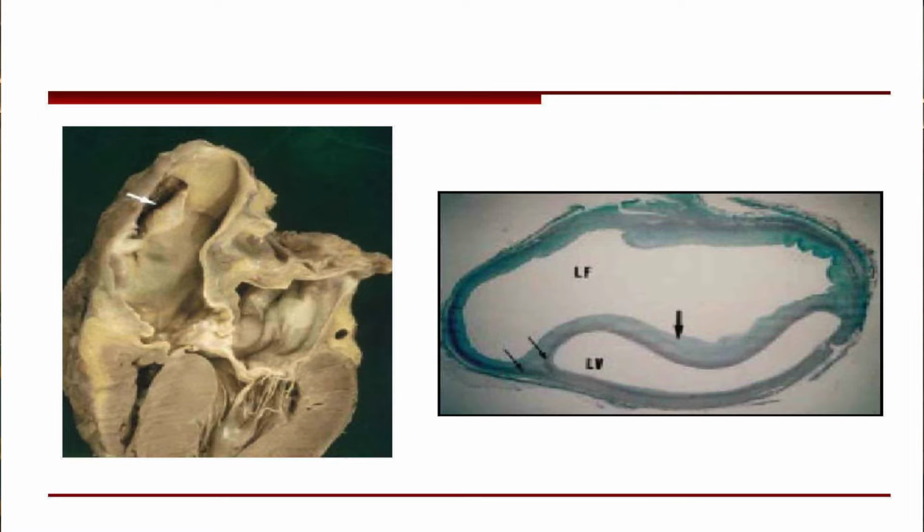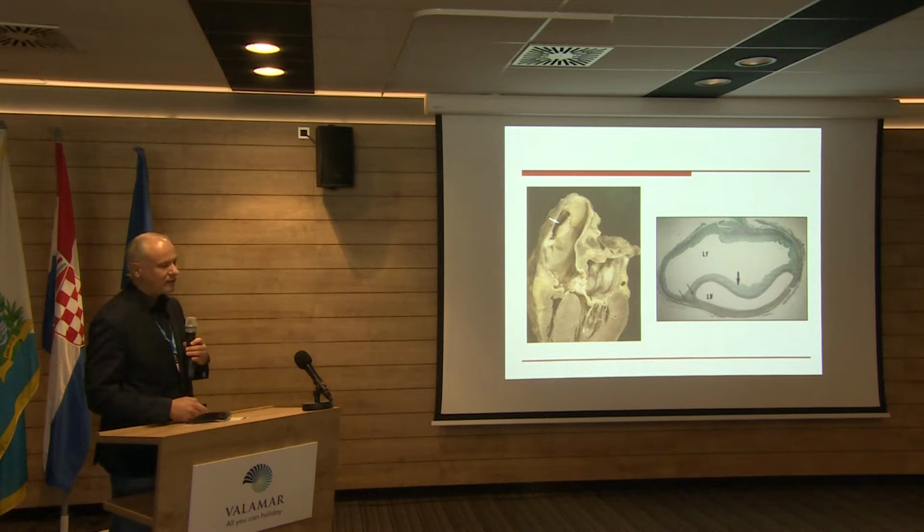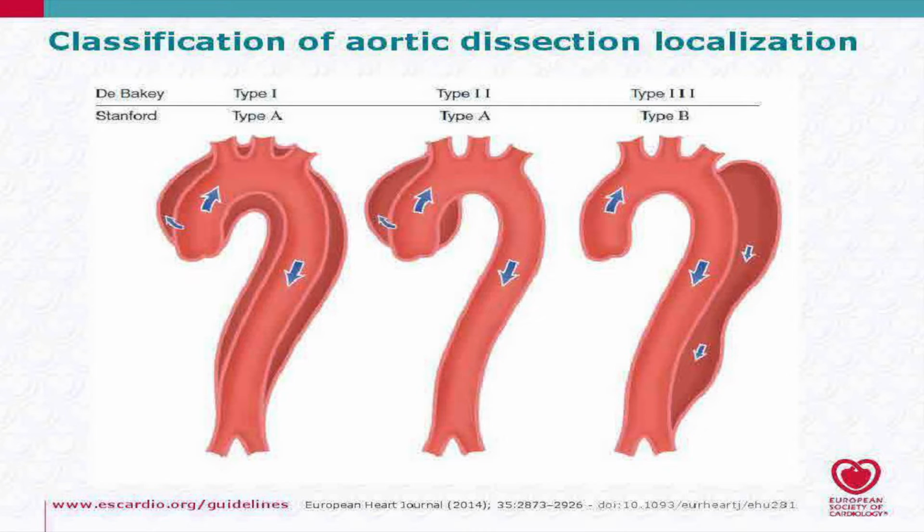So this is the pathological specimen of a patient with dissection of the ascending aorta. It's a typical intimal tear in the ascending aorta. In long-standing hypertension, we can see the big, heavy left ventricle with a thick septum, and the dissection. On the sagittal section, we can see the division of the false and true lumen by the intimal tear.